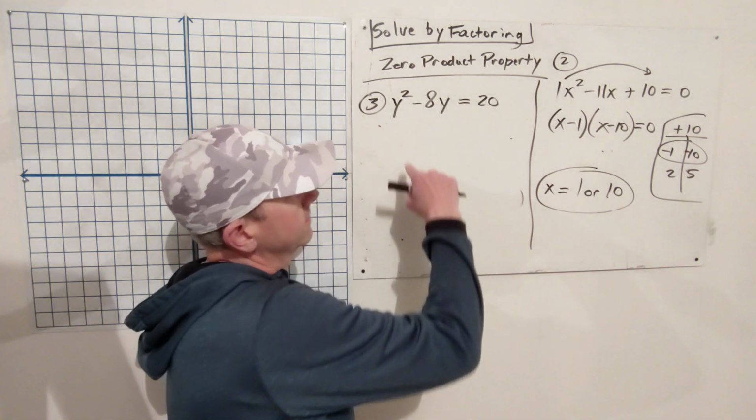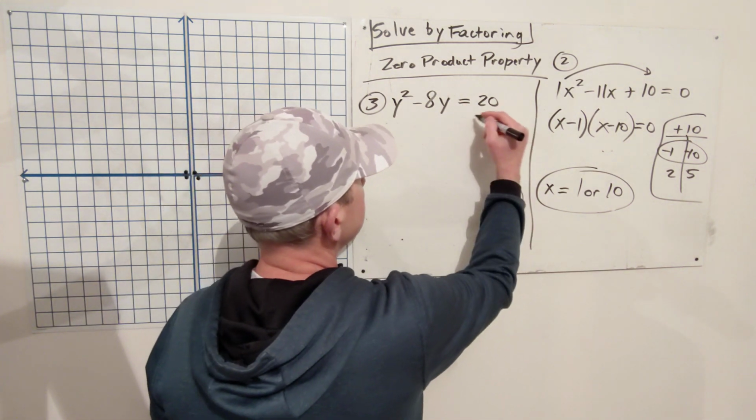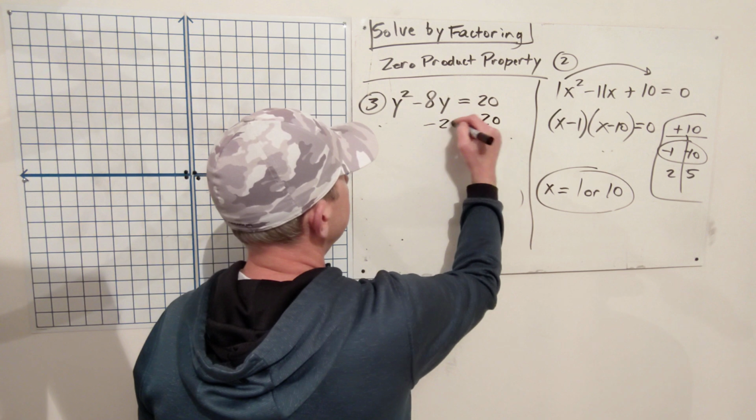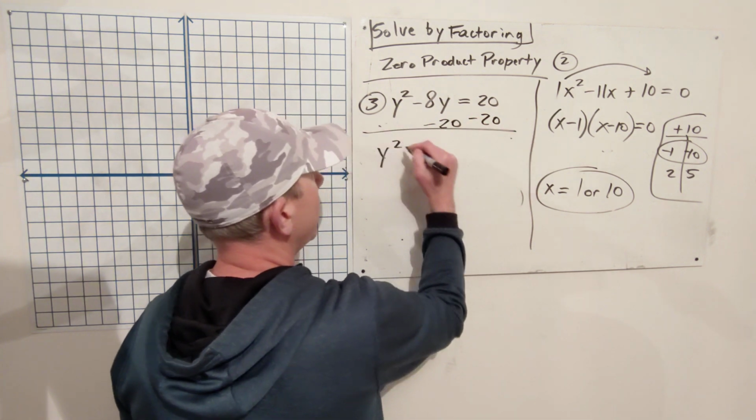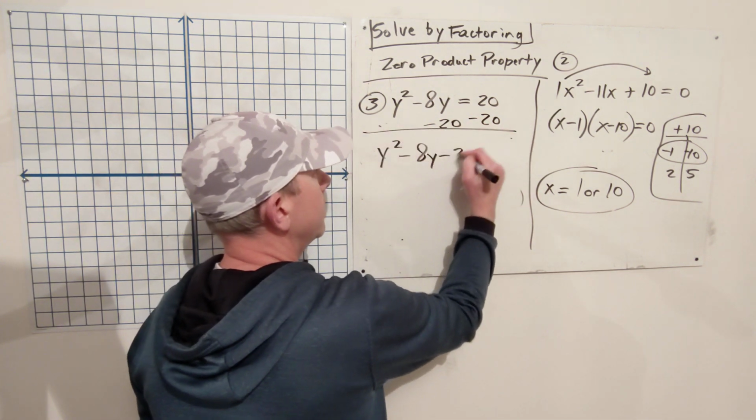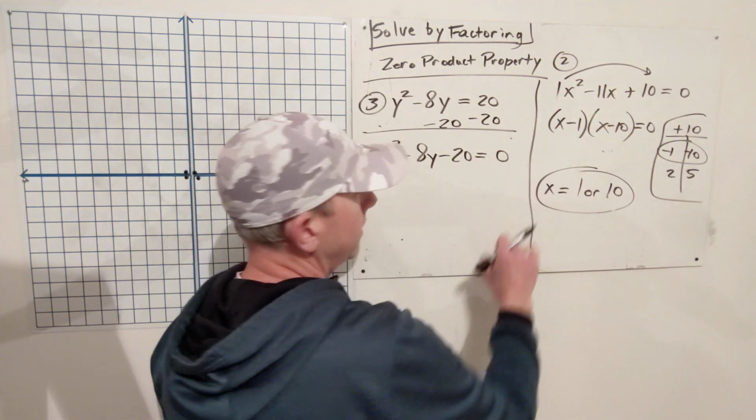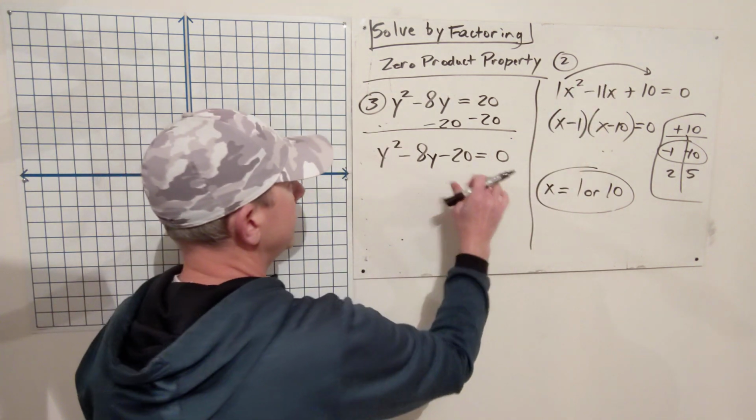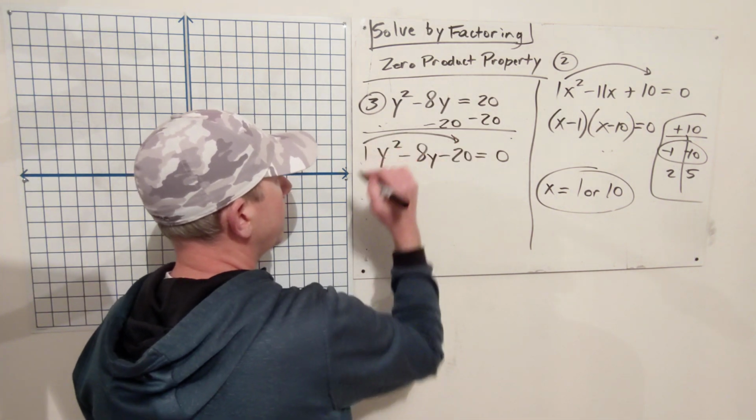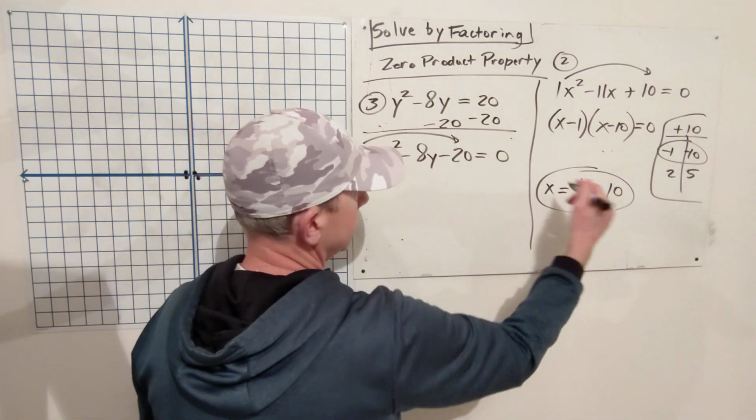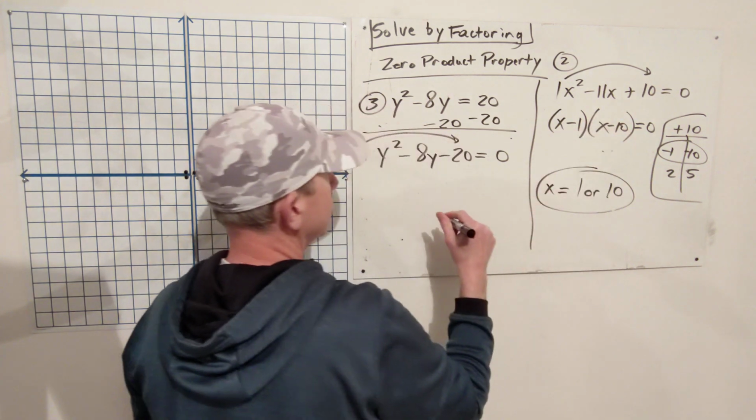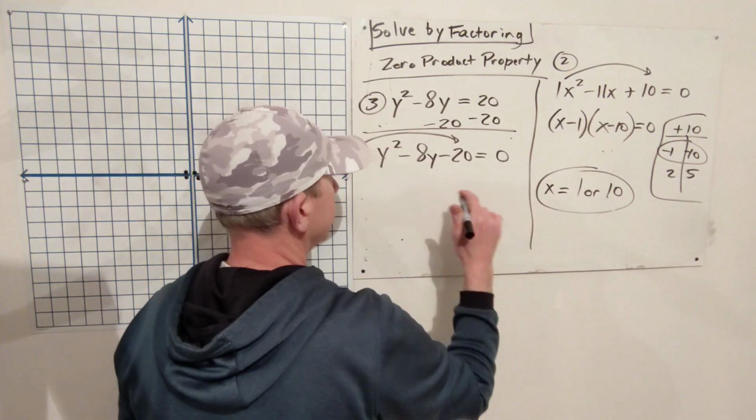So don't try to factor this. Make sure we set it equal to 0 first. So I'm going to subtract the 20. So I get y squared minus 8y minus 20 equals 0. And so now I'm going to go through my whole factoring process now that it's equal to 0. When this is a 1, that's good because we get to skip straight from here to the answer for the factor part, and then we get our answer here.